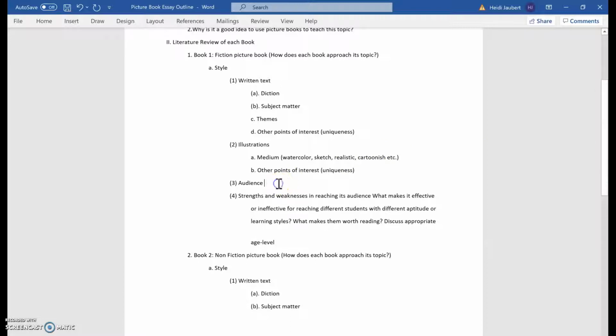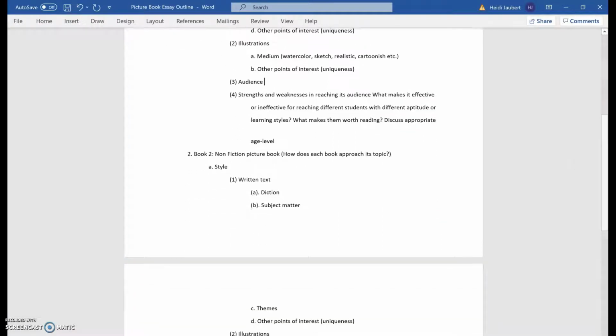The audience. This is where you talk about the grade level, and you can usually put the grade level in. You can give an estimate as well. And you're talking about the strengths and the weaknesses. What makes it effective? What makes it worth reading? Discuss the age level of the book. And that's where your Indiana Department of Ed guidelines will come in. What are you addressing? Book number 2, the same thing.